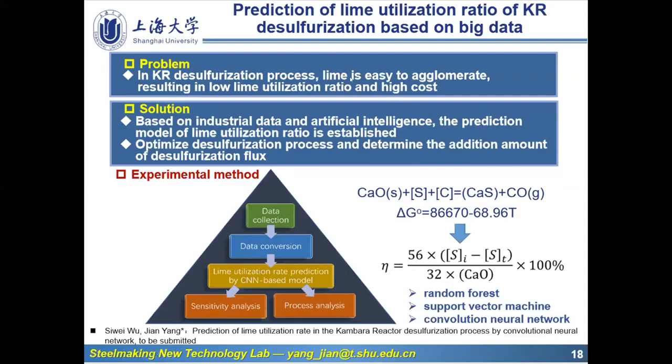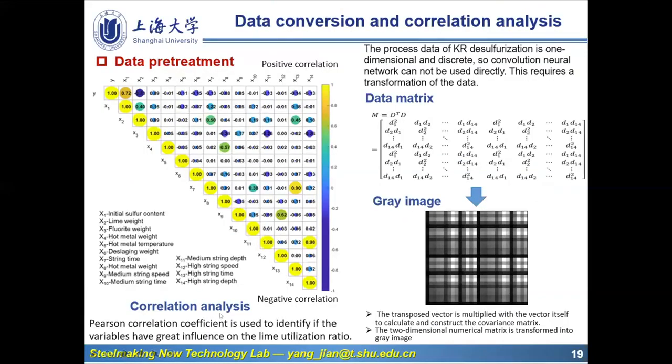At first, we do the data pretreatment. And here is a correlation analysis. The yellow color is a positive correlation, and the blue color is a negative correlation. The size of the circle means the strength of the influence.